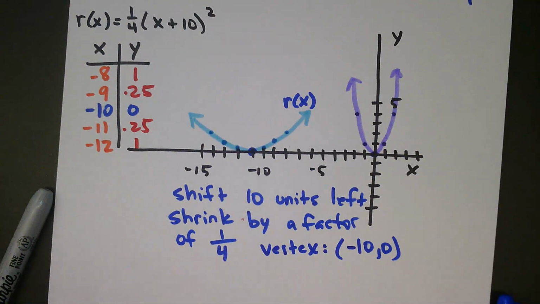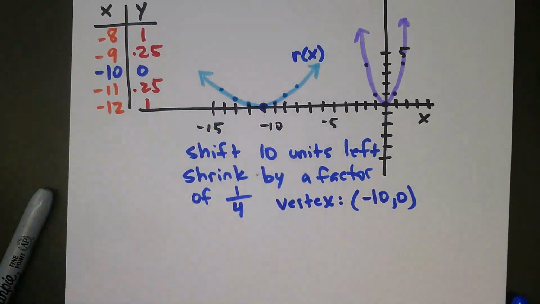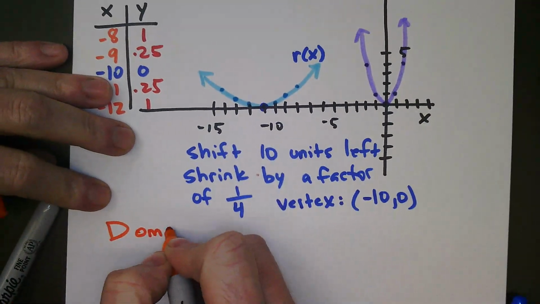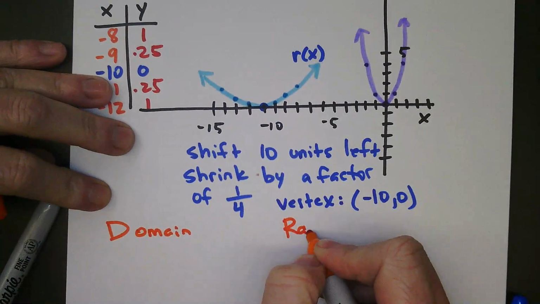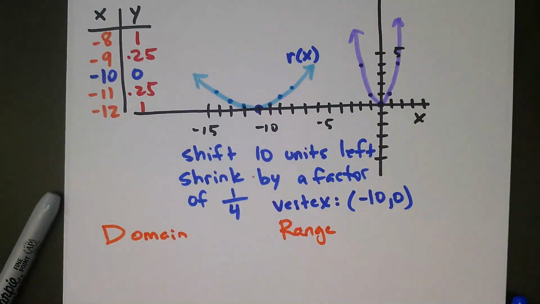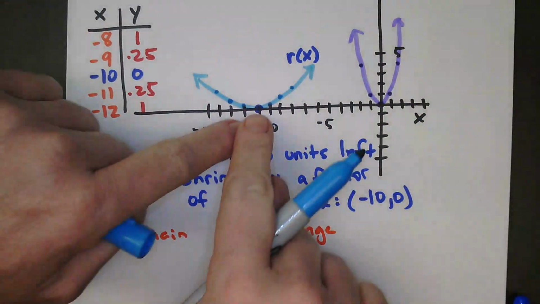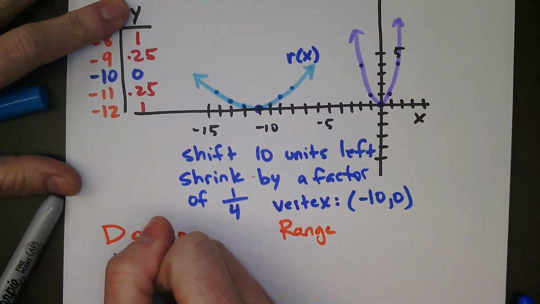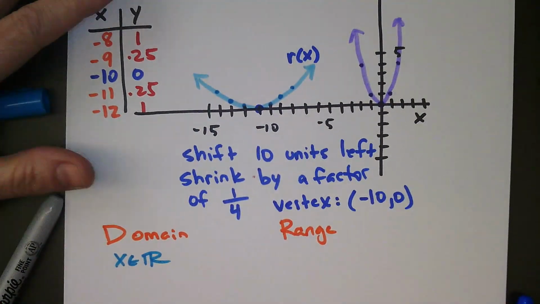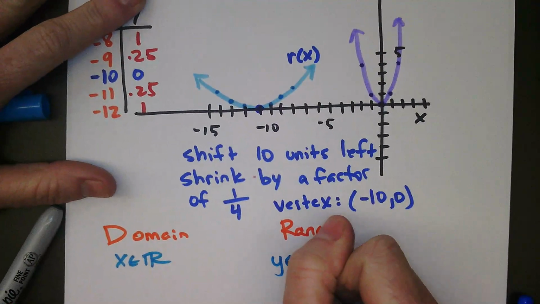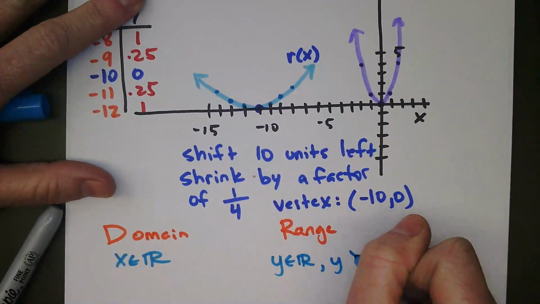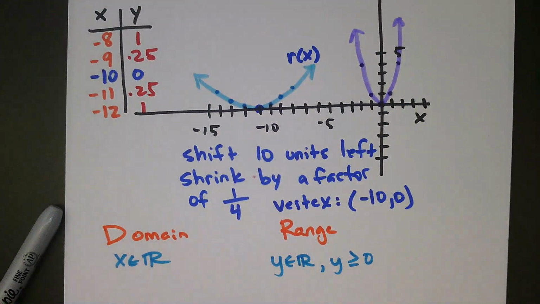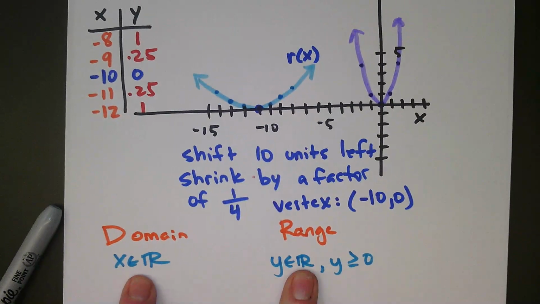We'll go ahead and throw the domain and the range on here just for good measure. Domain and range, this is for r of x. My domain is going to be all real numbers because that does continue in both directions forever. And my range is all real numbers greater than or equal to 0. So that's actually the same for both the parent function and r of x.